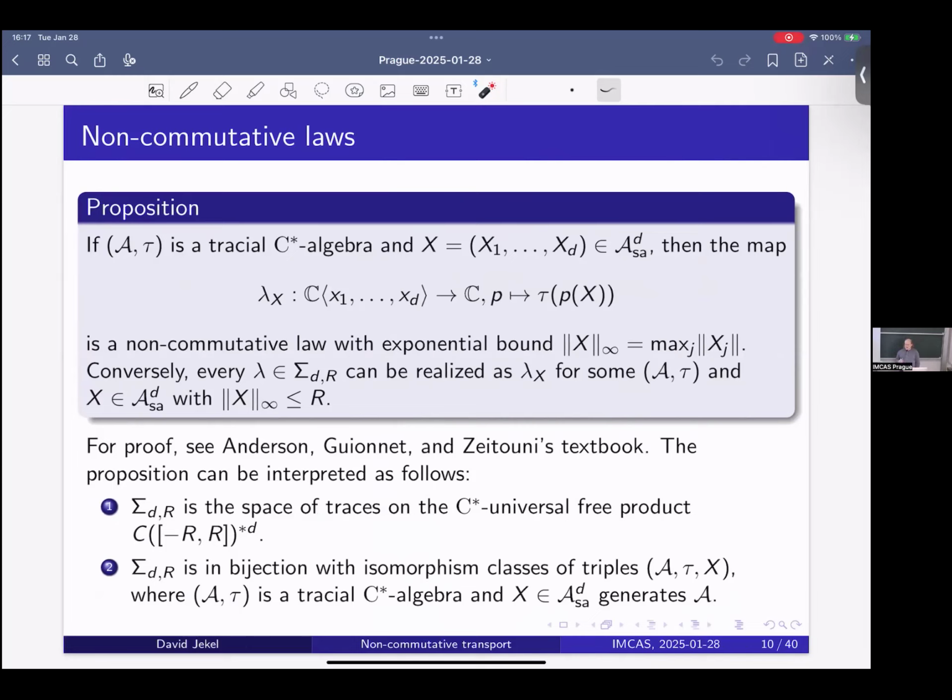And so the upshot of this is, if you're a C-star algebraist, what is this space of non-commutative laws? This is nothing but the trace space of some universal free product of continuous functions on some interval. You can think of it like this. And of course, because this is a huge C-star algebra, there are tons and tons of traces on here, right? So it's very not simple, not nuclear, very huge.